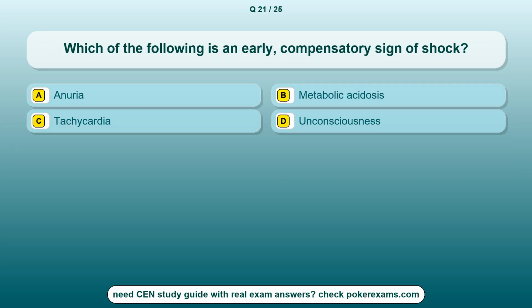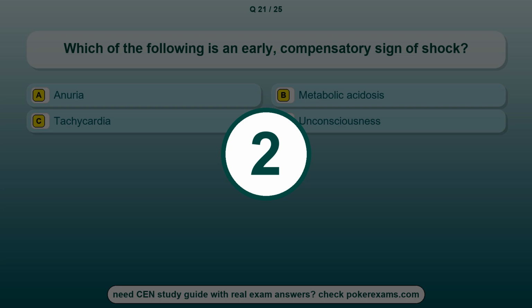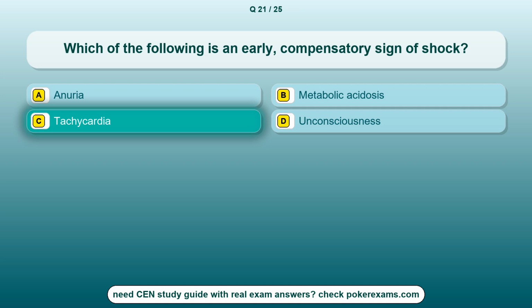Question 21. Which of the following is an early, compensatory sign of shock? Option A, anuria. Option B, metabolic acidosis. Option C, tachycardia. Option D, unconsciousness. The correct answer is option C, tachycardia.